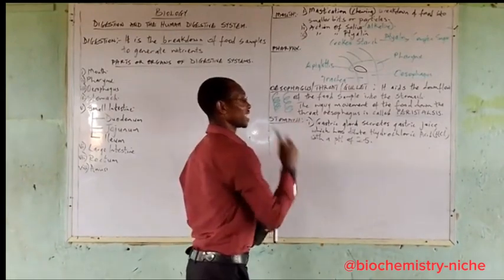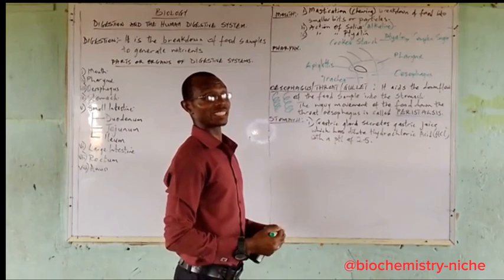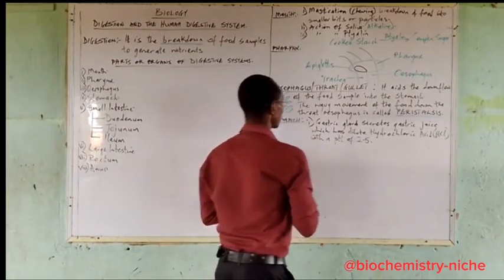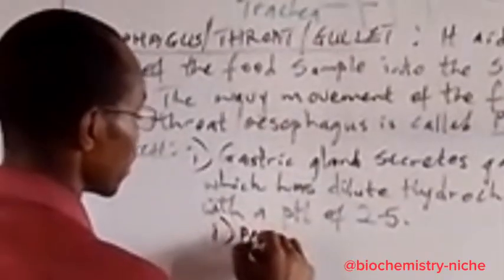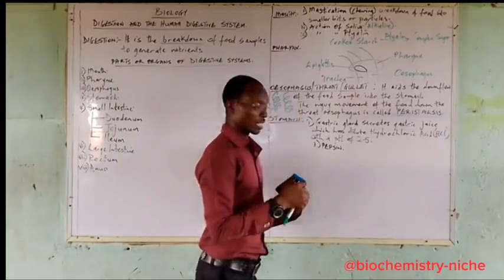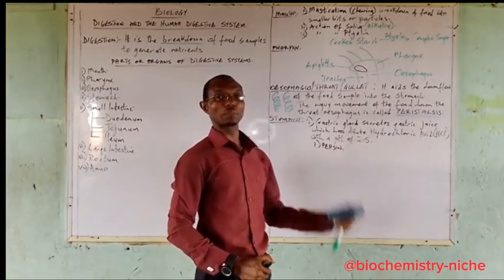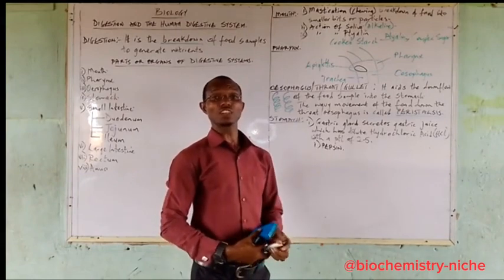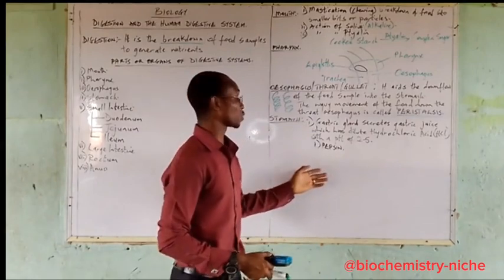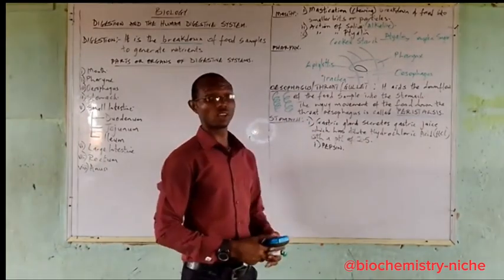And then in the gastric juice, we also have some other enzymes that are secreted in the stomach, which help to break down food. One of those enzymes is pepsin. Pepsin is a digestive enzyme, a protease. It acts basically on proteins. So the pepsin converts whatever proteins are found in the food sample into polypeptides. That is what the pepsin does.